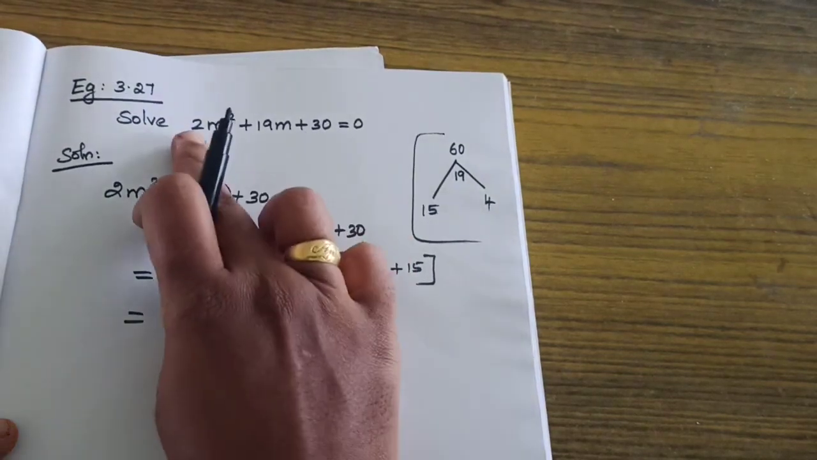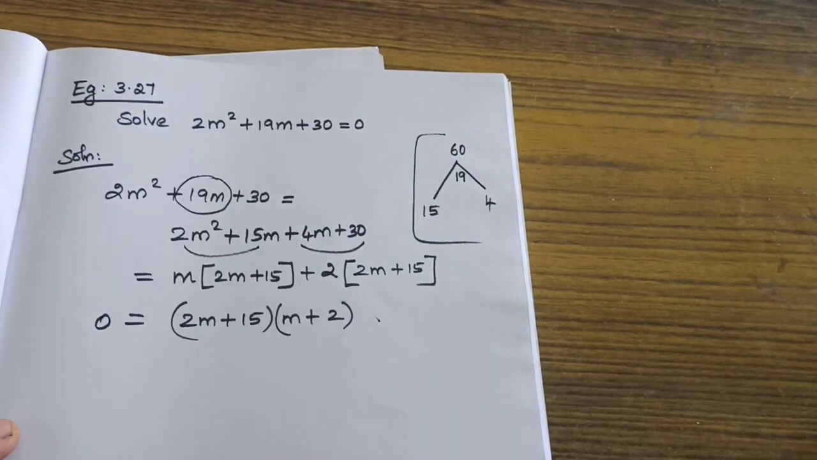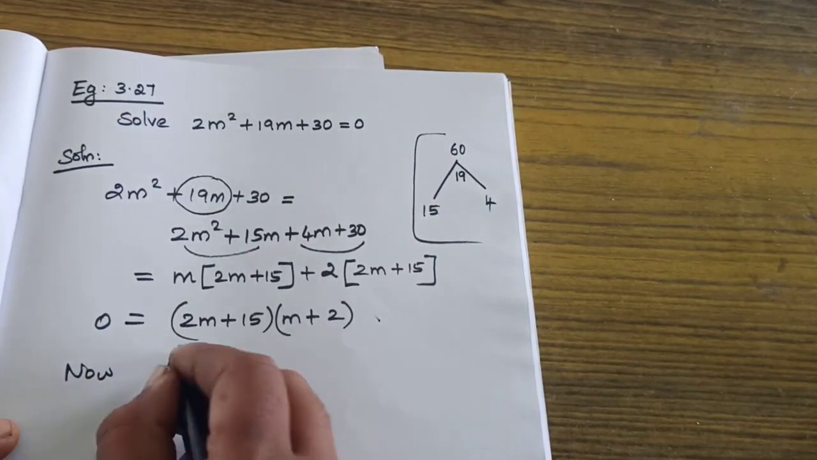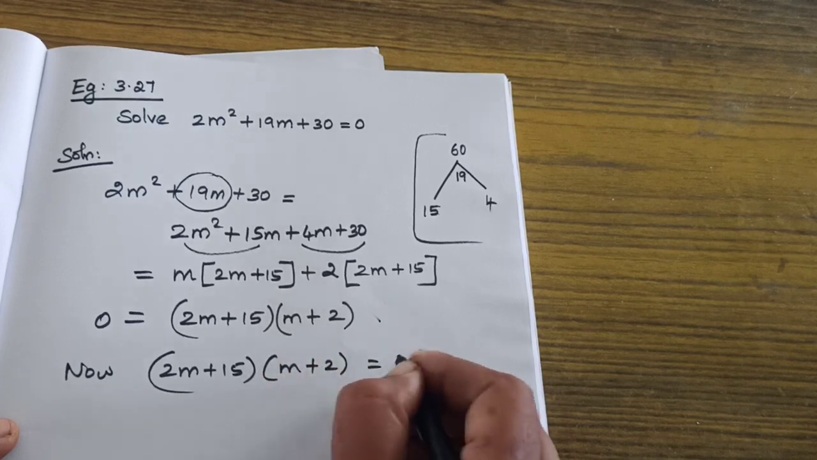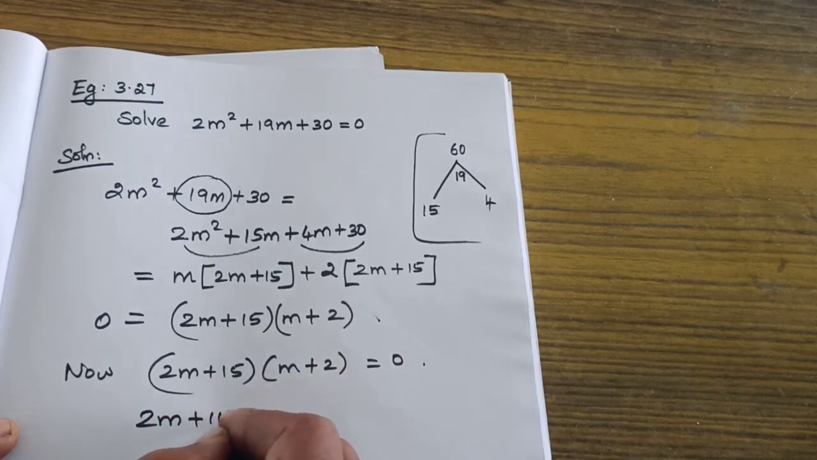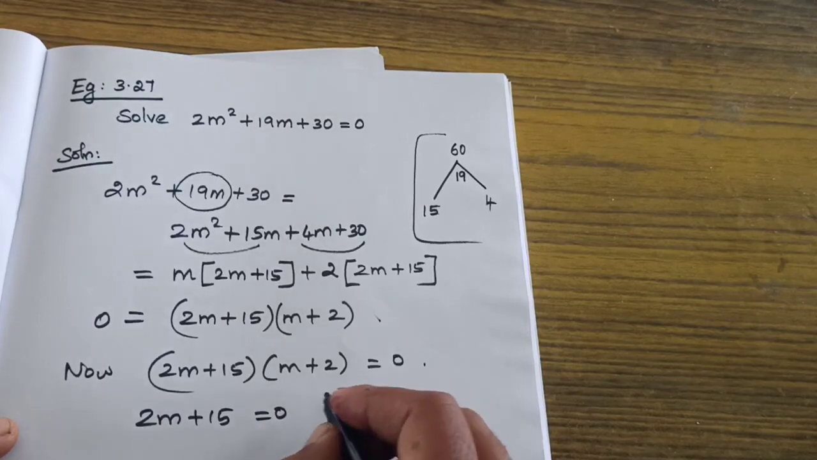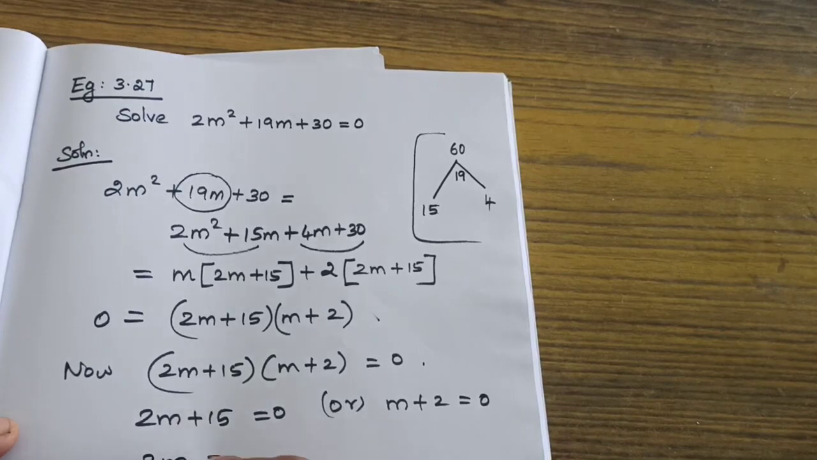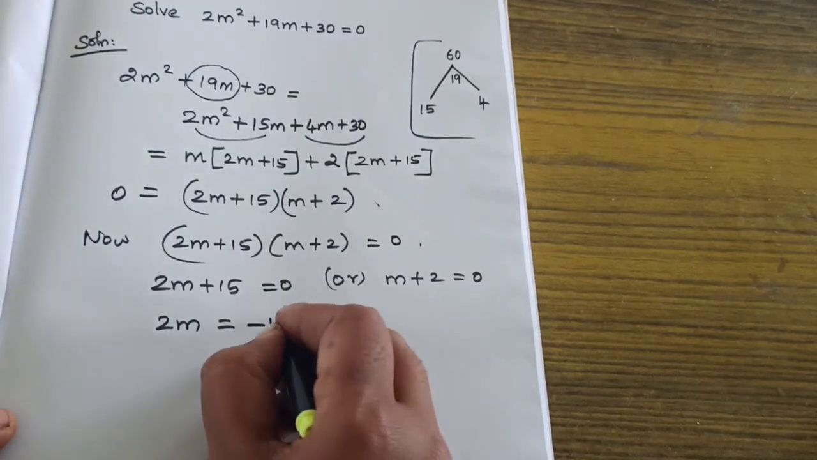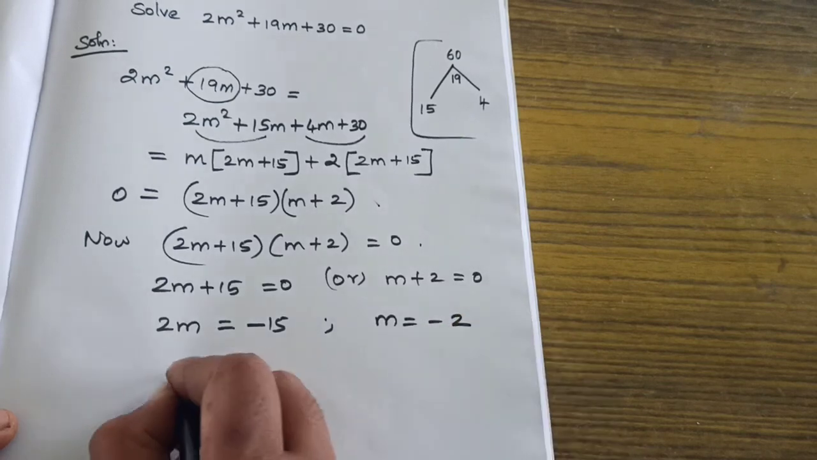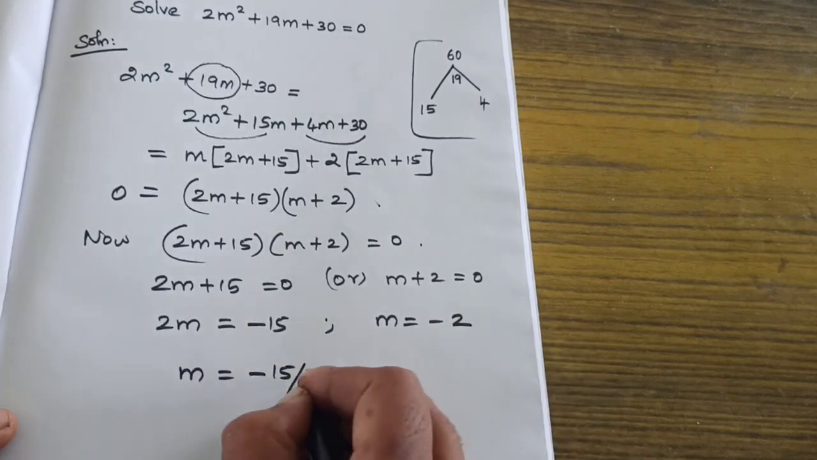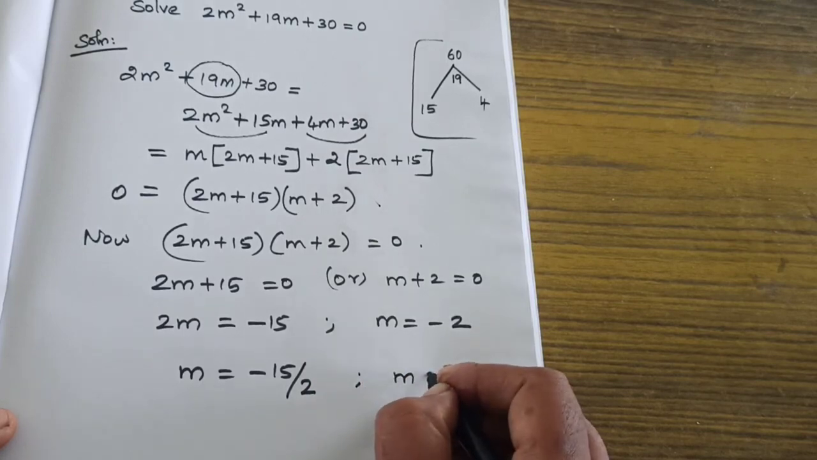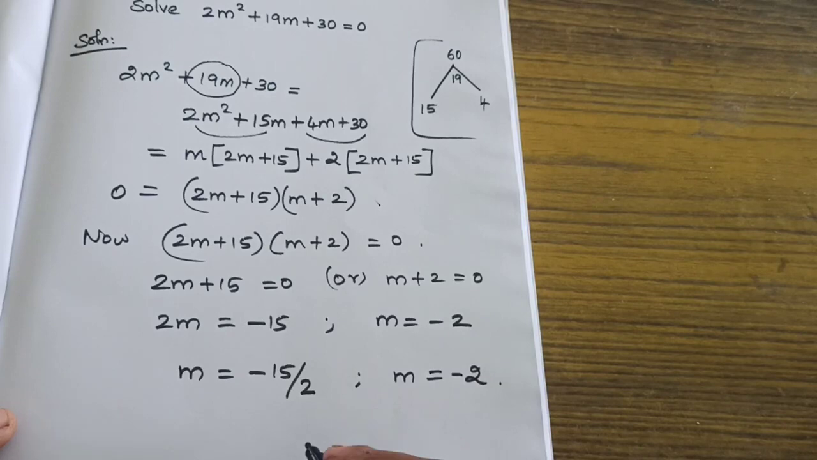Got it? After that solve this equal to 0. So (2m + 15)(m + 2) = 0. 2m + 15 = 0, or m + 2 = 0. So 2m equal to, while transposing, minus 15. Here m equal to minus 2. So m equal to minus 15 by 2, and here m equal to minus 2. That's all the answer. Okay.